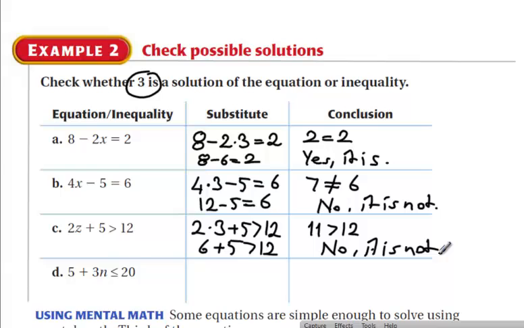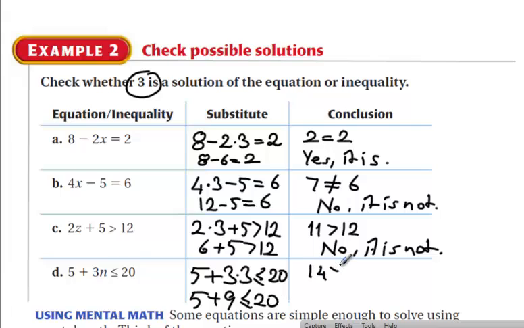Okay, let's check the last one. If 3 is the solution of the open sentence, then 5 plus 3 times 3 equals 9, and 14 is less than or equal to 20, which is right. So yes, 3 is the solution. Okay, so that's all we need to do for example 2.